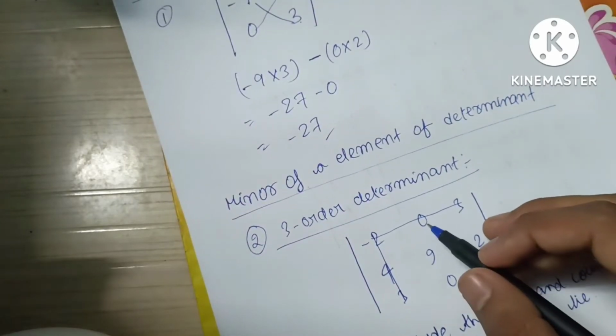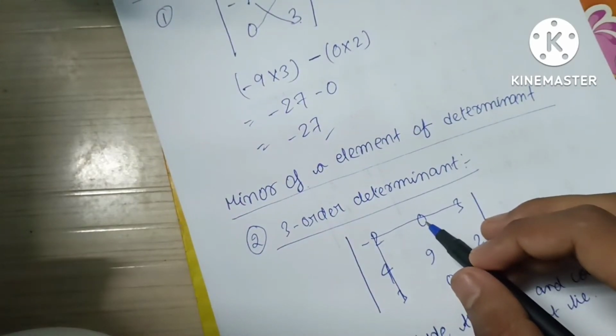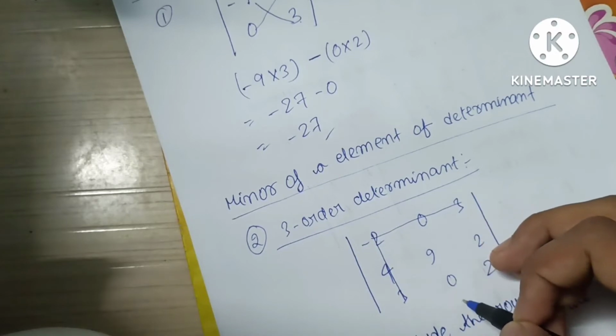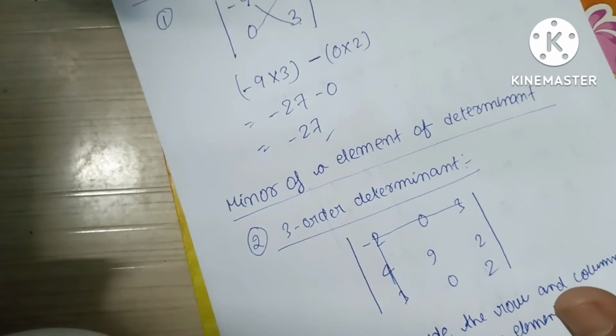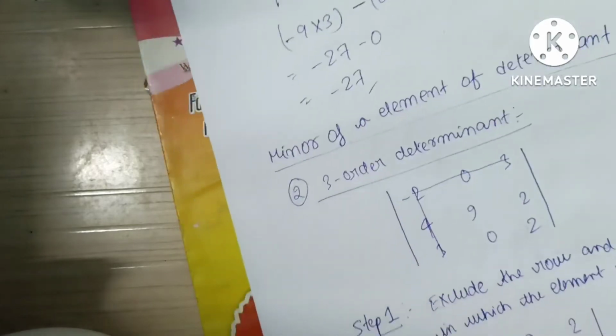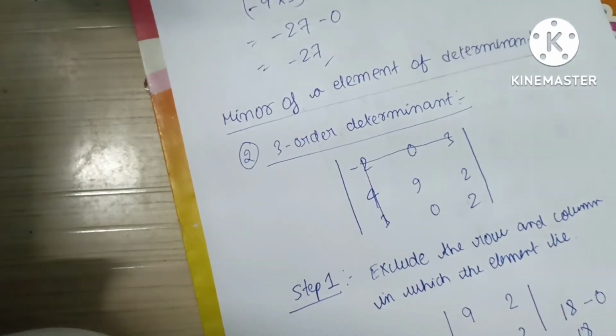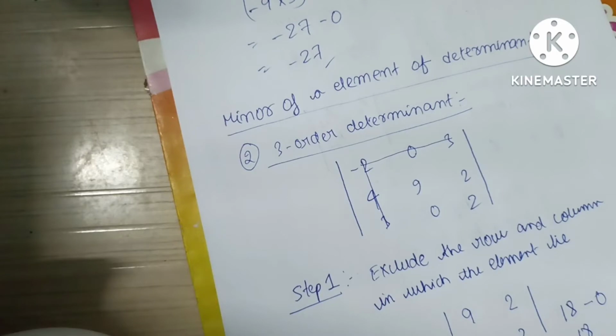So this is the way to calculate the minor of an element. In this way, we can simply find the minor of the element 0. We will exclude its column and row, and the rest 4 elements will be put in a determinant, and then we solve it. We have already concluded that the minor of a third order determinant is always a second order determinant. By solving this second order determinant, we'll find the minor of an element.